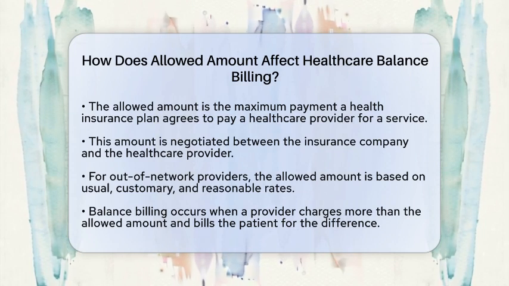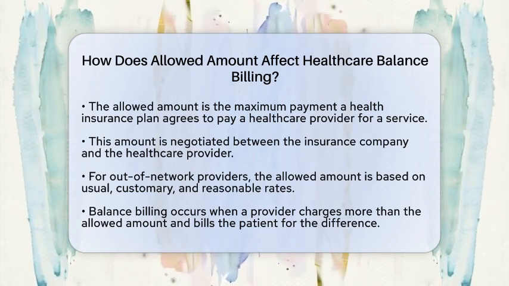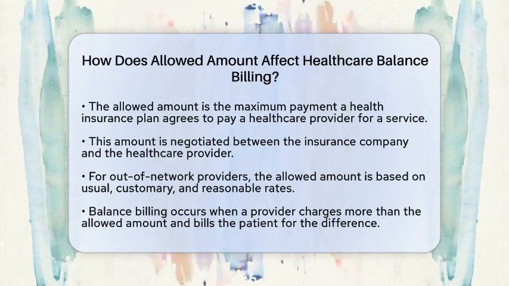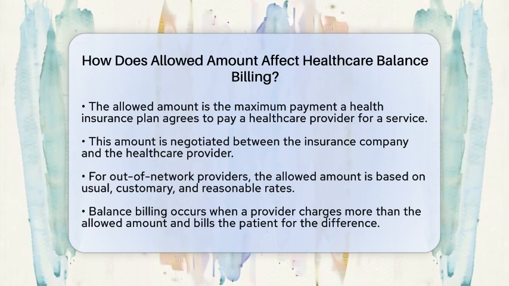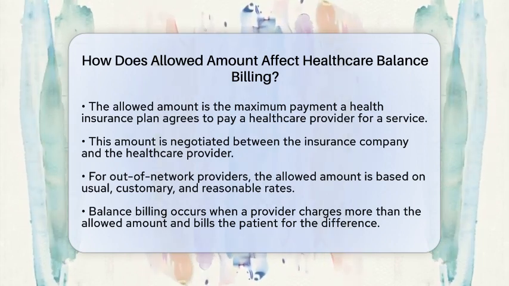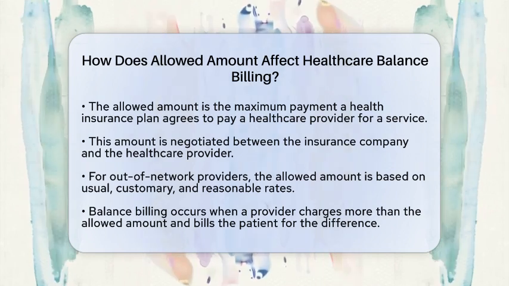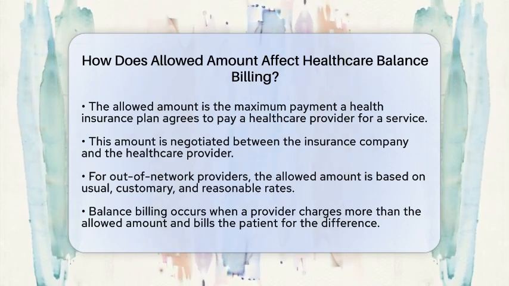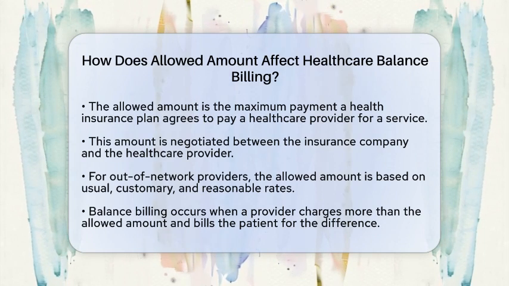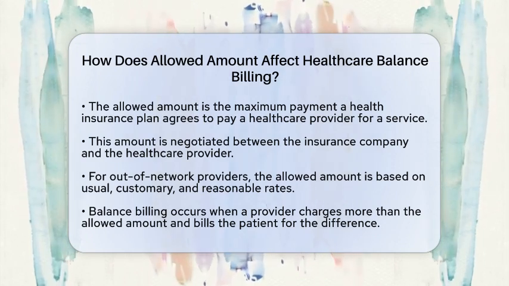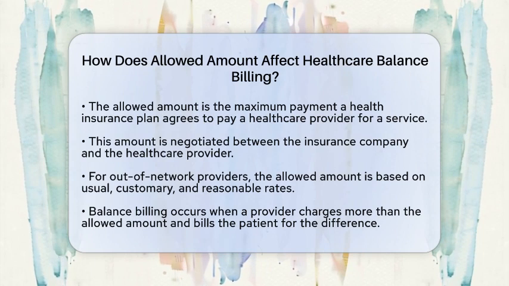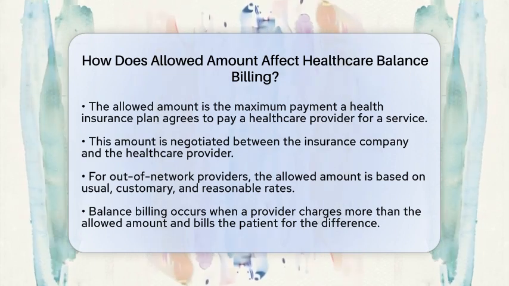The allowed amount is the maximum payment that a health insurance plan agrees to pay a healthcare provider for a specific service. This amount is often negotiated between the insurer and the provider. If a provider is out of network, the allowed amount may be based on the usual, customary, and reasonable rates for that service. Essentially, it sets a limit on what the insurer will cover.